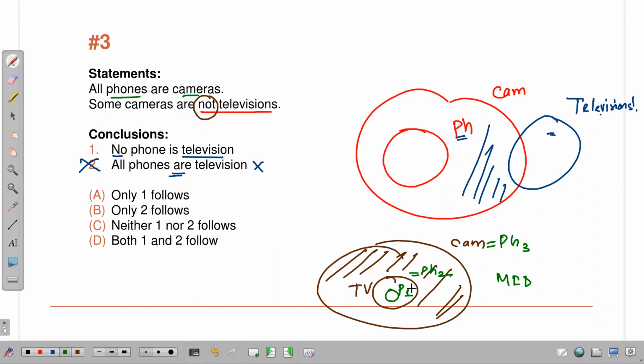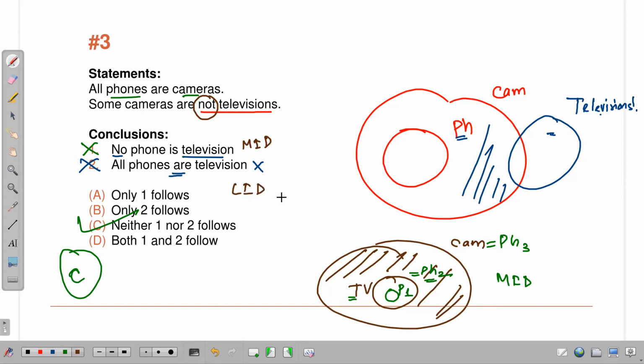I think all the phones become television. Okay, all the phones can also become television, so this is also false. So again, the answer goes as C, that neither of the two is valid. I hope you've understood it, that I've checked it at MID, and this one I checked at least intersection diagram. Why am I checking and making two diagrams?